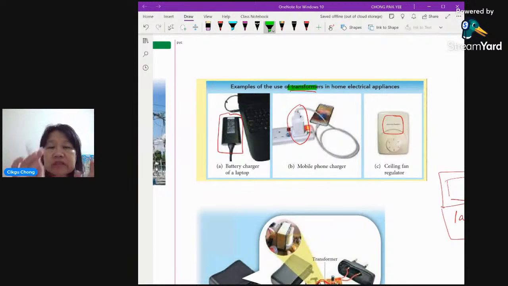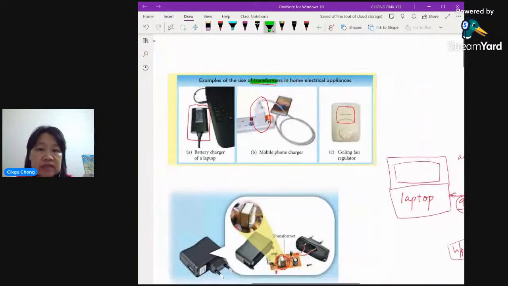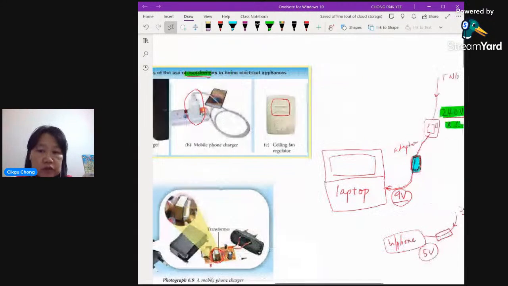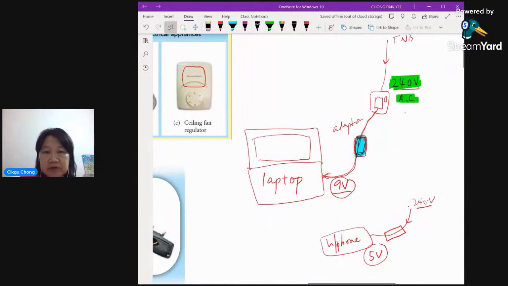First of all, if you look at our battery, the supply for our laptop, the voltage for our laptop is around 9 to 11 volts. So imagine this is your laptop, and you will need to charge it.